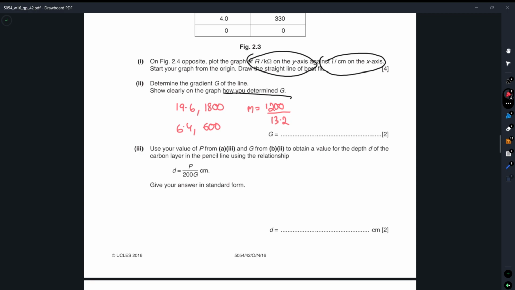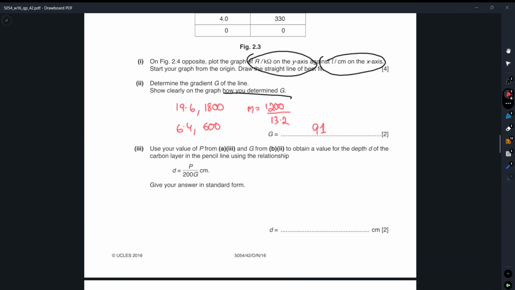ठीक है जी. So 1200 divided by 13.2. So I've got 90.9. 90.9 है तो I can go with 91. ठीक है. 91 would be the correct answer.